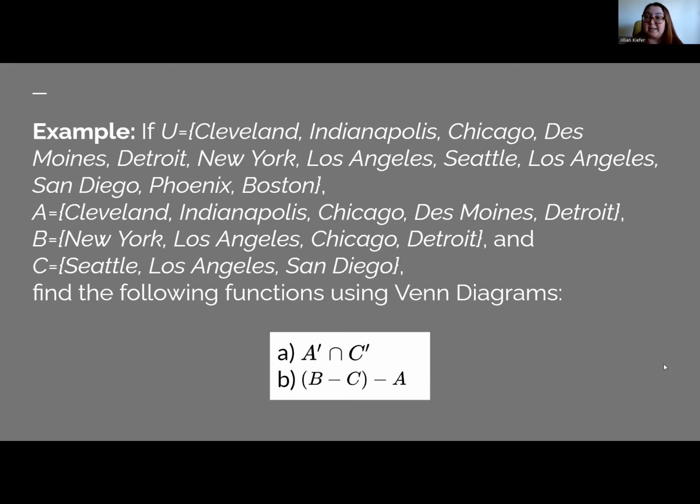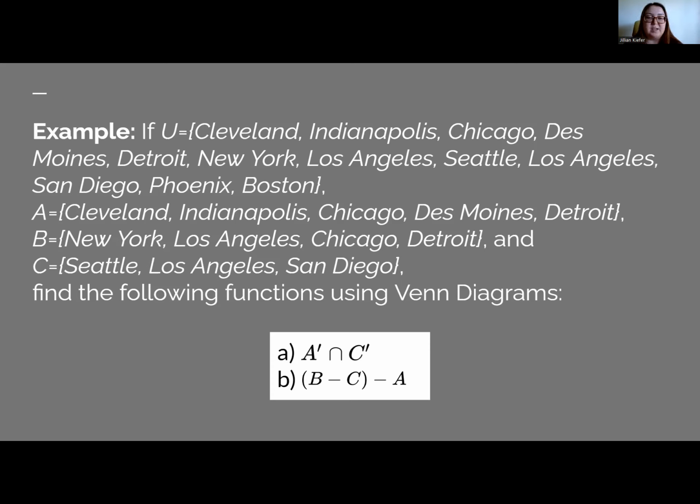So let's go ahead and do an example. Now we have if U is equal to Cleveland, Indianapolis, Chicago, Des Moines, Detroit, New York, Los Angeles, Seattle, Los Angeles, I said it twice, Los Angeles, San Diego, Phoenix, and Boston, then we have certain sets.